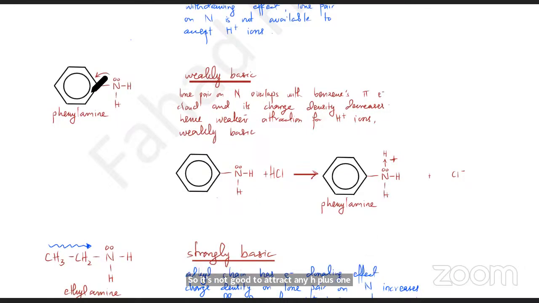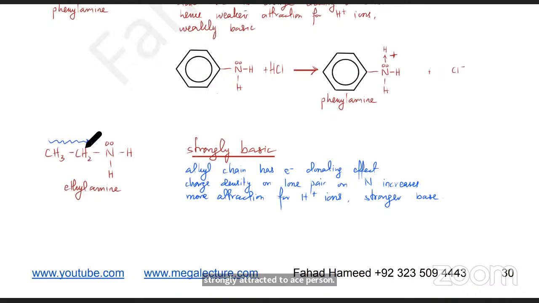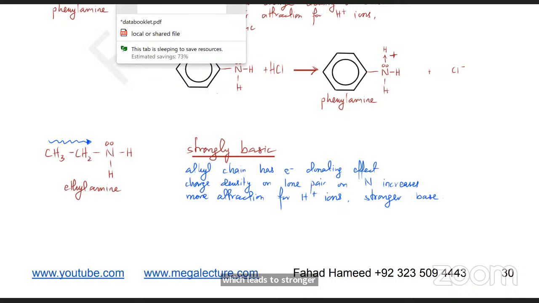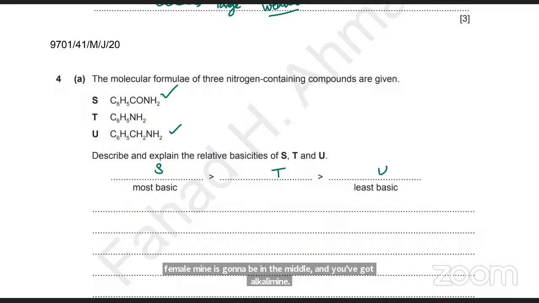Phenylamines, where the lone pair is slightly mixed with the benzene electron cloud. So the lone pairs are partially there. So the charge density is lower, and they're not strongly attracted to H+1. So they're weakly basic. Alkylamines, where you've got an electron donating effect. So the lone pairs have a higher charge density, which leads to stronger attraction for H+1. तो अब इसको basically करना है, तो ये पहला वाला, not basic, ठीक है. A phenylamine is going to be in the middle, and you've got alkylamine, that's the strongest. और उसकी फिर reason भी लिख लो कि यहाँ पे electron, मतलब वो लिखा हुआ वहां पे सारा जो हमने discuss किया था, ठीक है.